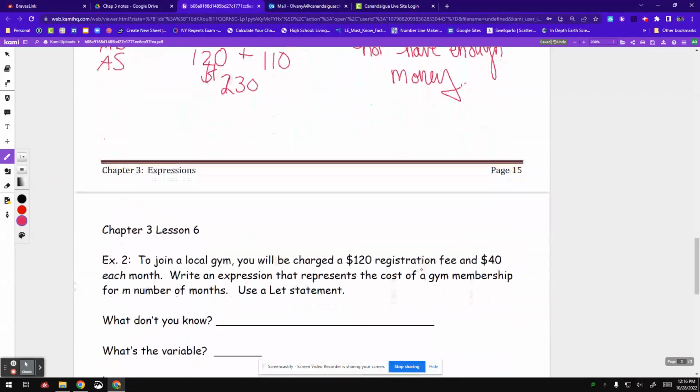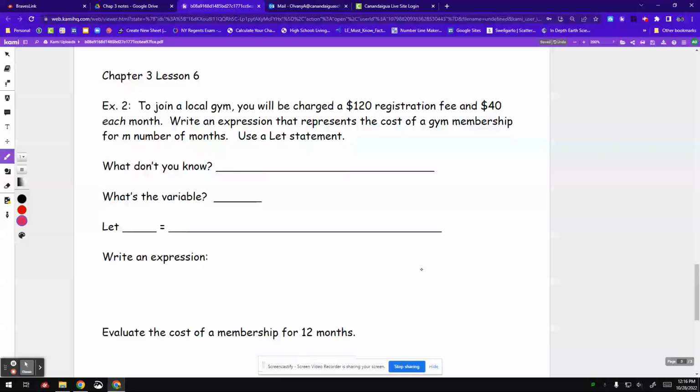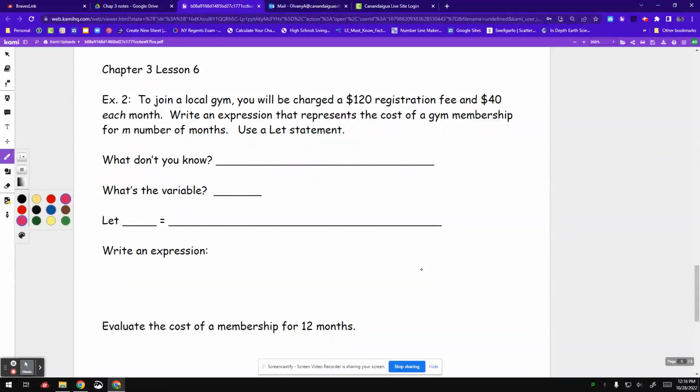All right, let's do another one and see if I can do it in order this time. I keep wanting to make it purple and it's not letting me. To join a local gym, you will be charged a $120 registration fee and $40 each month. There's that "each" again. I'm going to multiply. Write an expression that represents the cost of a gym membership for M number of months.